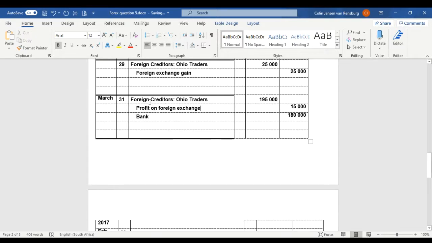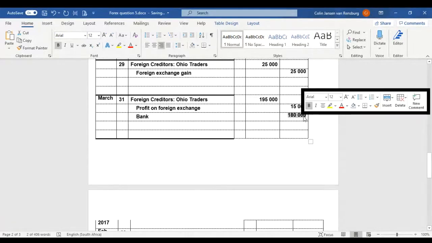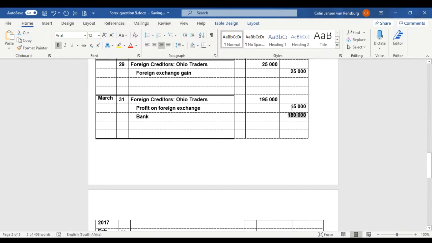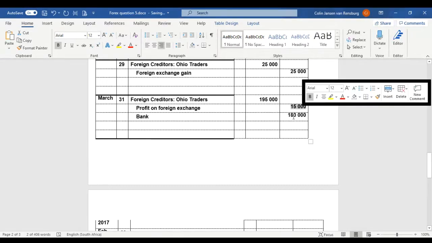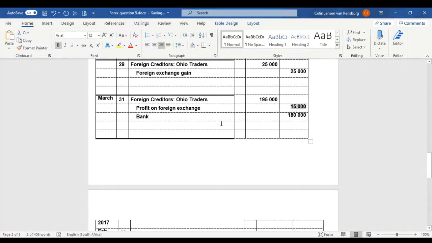So, ladies and gentlemen, there we go. Now we are satisfied. Once we've settled that account in full, it has a zero balance. We are satisfied that that is the equivalent in rands that has been transferred out of our South African bank account, and we are pretty satisfied that that 15,000 rands credit represents a profit that we've made on foreign exchange.